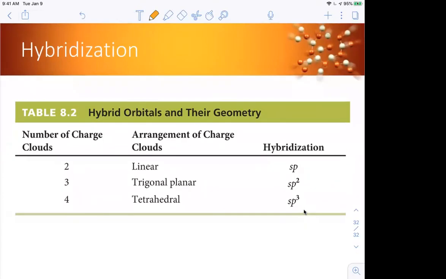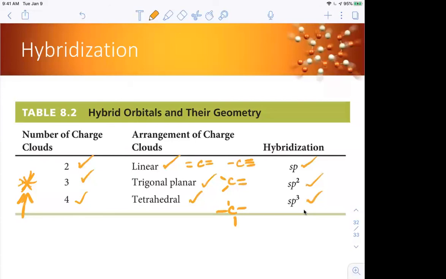So this is basically what you need to know right here. If I have 2 charge clouds, I'm going to be linear. That's usually a result of sp. If I have 3 charge clouds, that's going to be trigonal planar. That's going to result from hybridization into sp2 orbitals. And then if I have 4 charge clouds, that's tetrahedral, and that gives me those sp3 hybridized orbitals. So this gives me the carbon that looks like this. It gives me the carbon that looks like that, or it gives me the tetrahedral carbon where all 4 bonds are single bonds. This right here is what you need to know for this course.